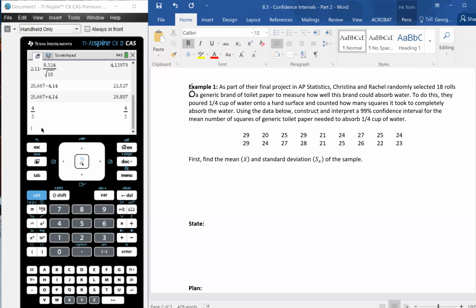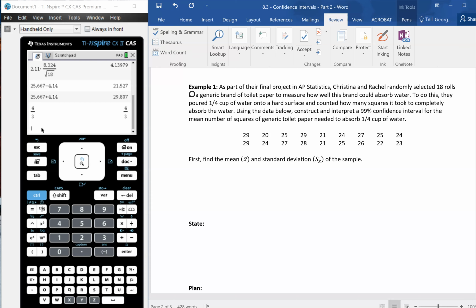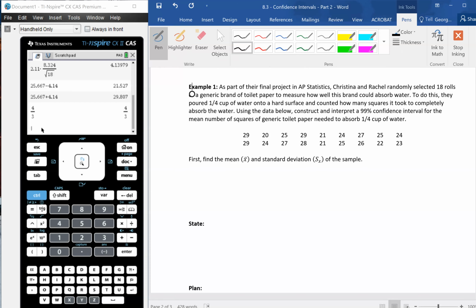So let's go ahead and roll on that, but let's read this one first so we make sure we know what we're talking about. It says, as part of their final project in AP Stats, Christina and Rachel randomly selected 18 rolls of a generic brand of toilet paper to measure how well this brand could absorb water. To do this, they poured 1/4 cup of water onto a hard surface and counted how many squares it took to completely absorb the water. Using the data below, construct and interpret a 99% confidence interval for the mean number of squares of generic toilet paper needed to absorb 1/4 cup of water.